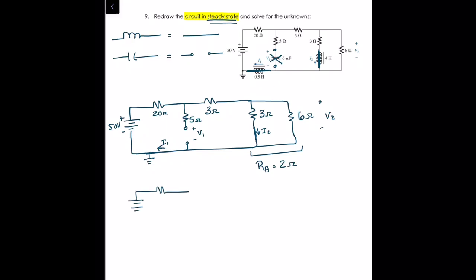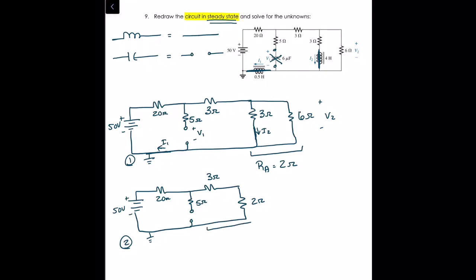I'm just going to do a quick redraw. Everything stayed the same except for my 2 resistors in parallel there on the end. So I'm just going to replace those right here. So I've got my 2 ohms, my 3 ohms, 5 ohms here, 20 ohms here, and 50 volts. Okay, so that was the first step. This is the second.